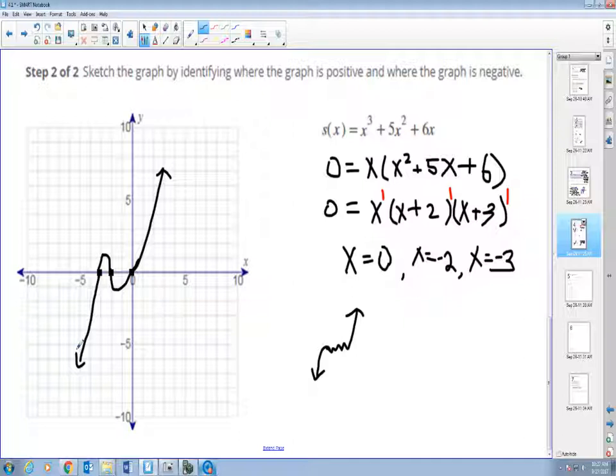So let's take a look. My most left x-intercept is right here. To the left of it, my y value is actually negative. So that's the part you click. Between -3 and -2, my y value is actually positive, so you click above. Between -2 and 0, it becomes negative again. To the right side of 0, it becomes positive again. There you go. That's what the positive and negative is referring to.